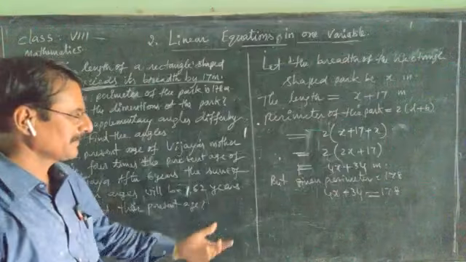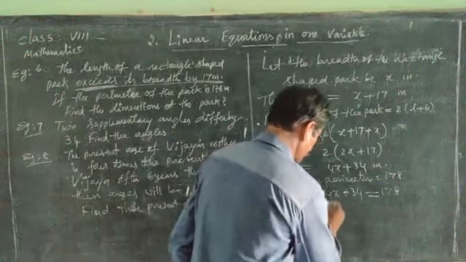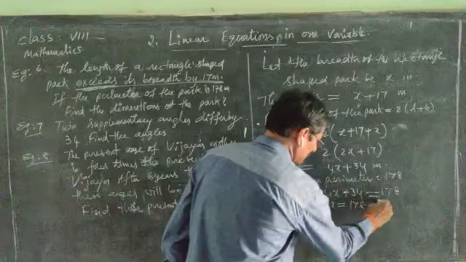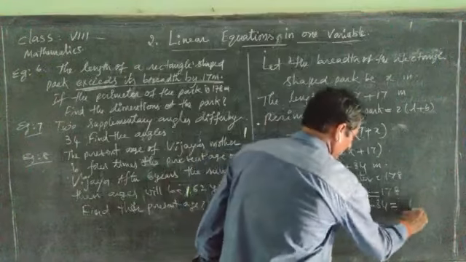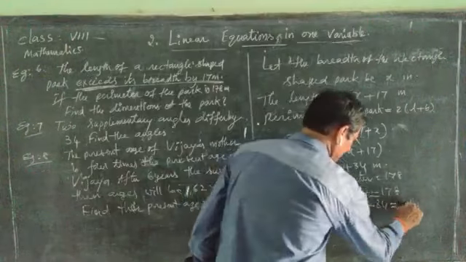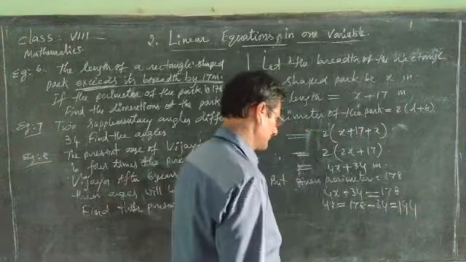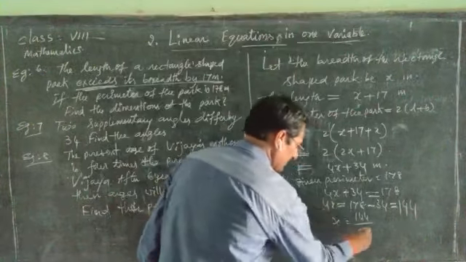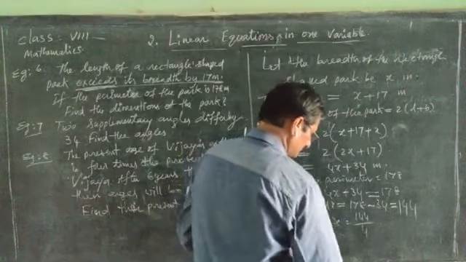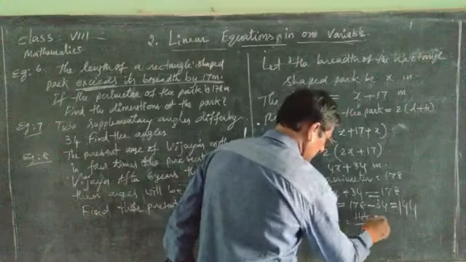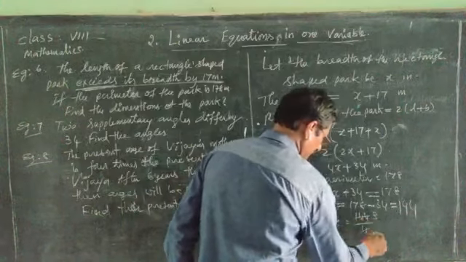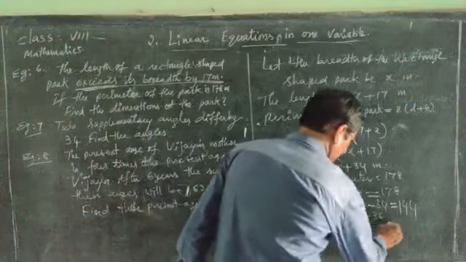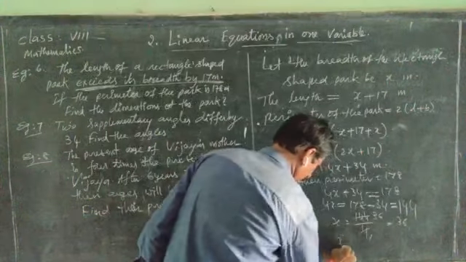Already we know how to solve this type of equation. First send 34 to that side, only 4x on the left side: 178 minus 34. 8 minus 4 is 4, 7 minus 3 is 4, 1 minus 0 is 1, so 144. Then x equals 144 by 4, it becomes division. 4 1s are 4, 4 3s are 12, 4 6s are 24. So 144 by 4 equals 36. Therefore, x equals 36.